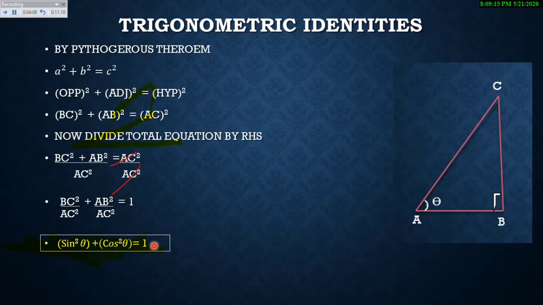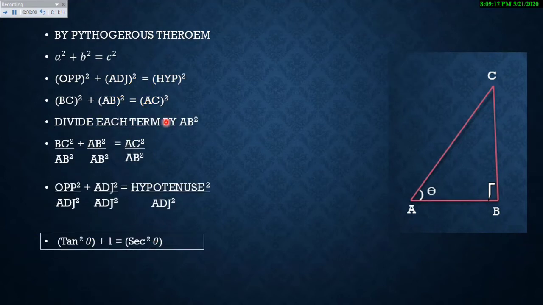Got it? Right. Next, again we take the Pythagoras theorem only till here: opposite square plus adjacent square equals hypotenuse square. Again BC square plus AB square equals AC square only. But in dividing, we divide each term by AB square, each term by adjacent side square. Okay, so what is BC square? Opposite square. What is AB square? Adjacent square. So here adjacent gets divided by adjacent only, and here hypotenuse gets divided by adjacent square.